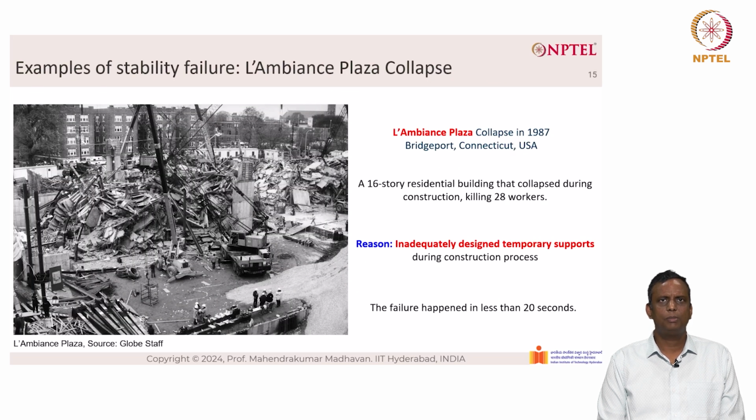Another example of a stability failure is the Lake View Plaza collapse. This occurred in 1987 at Bridgeport, Connecticut. A 16-story residential building collapsed during construction, killing 28 workers. The reason is the inadequately designed temporary supports during the construction process. The failure happened in less than 20 seconds.